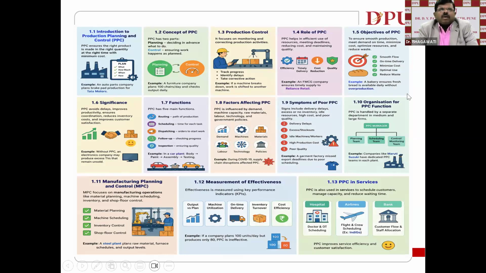Now you are going to see the introduction to production planning and control, the concept of PPC, what is production control, role of PPC, objectives, significance of PPC, the different factors affecting PPC, and we are going to see the symptoms of poor PPC, the organization of PPC, then MPC, then measurement of effectiveness, and finally, we're going to discuss PPC in services. This is the bird's eye view of PPC. Just started with this. Okay, fine.